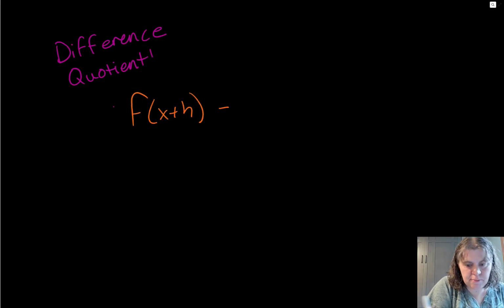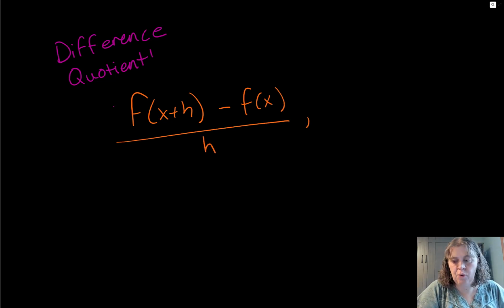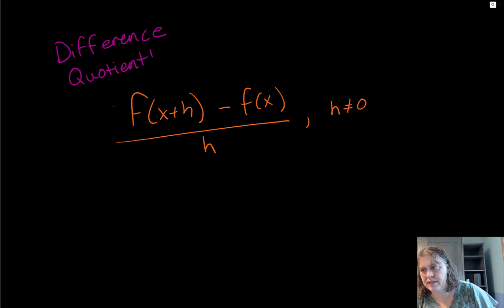Okay, so the difference quotient. We've got a function f at x. And so what is the difference quotient? The difference quotient is defined as f of x plus h minus f of x, divided by h, where h does not equal 0. So that's the definition of the difference quotient. That's kind of what we're going for.